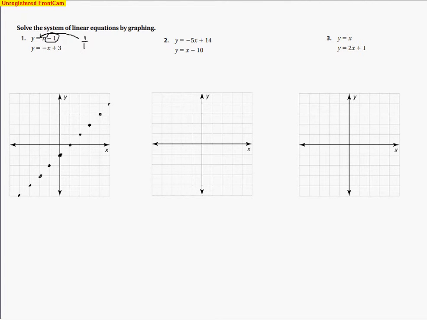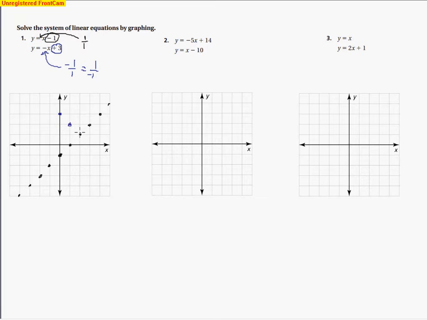So now let's take a look at the other equation. And the other equation is y equals negative x plus 3. So I'm going to start at the positive 3, put the dot right there, and then use the slope. So notice this time I've got that negative sign in front of x. That means it's a negative 1 over 1. And that's the same thing as saying 1 over negative 1. So that means I'm going to go down and then to the left.